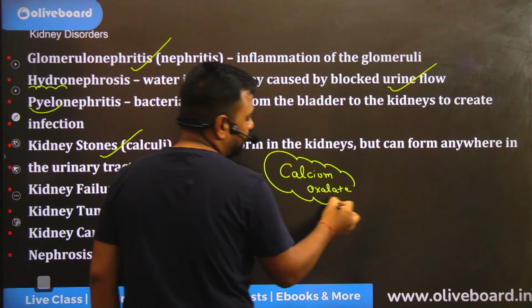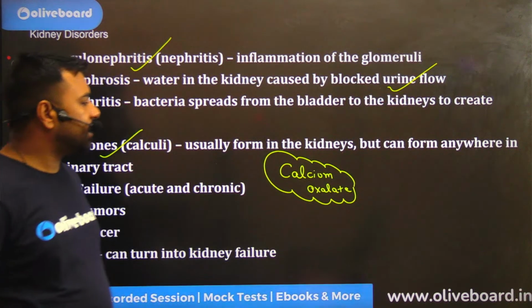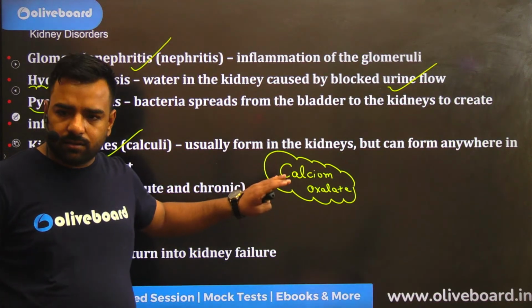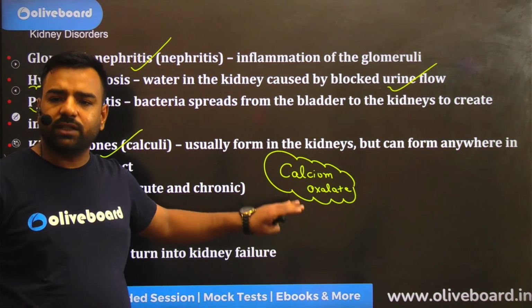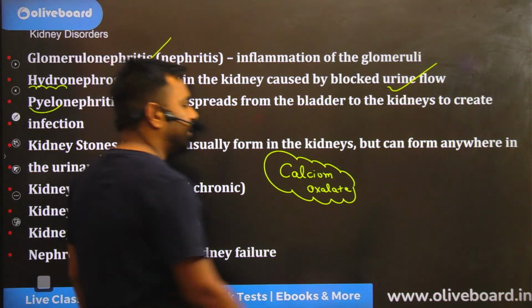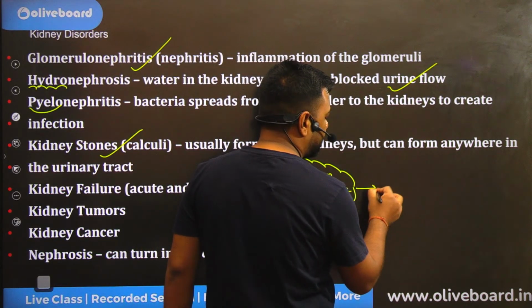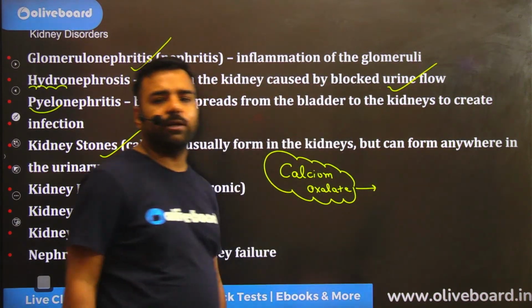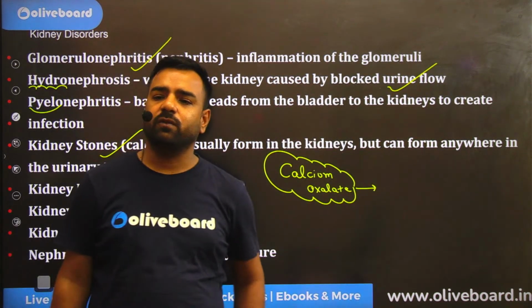Calcium oxalate is the main reason behind the formation of kidney stones. And because of its formation, doctors suggest not having spinach or tomato. Why? Because spinach and tomato both have oxalic acid.